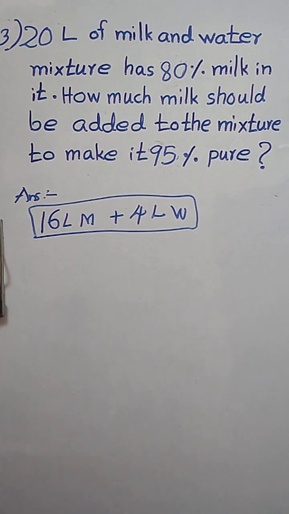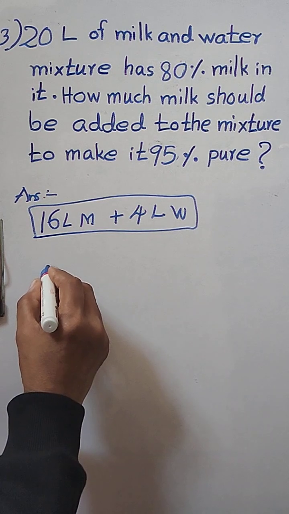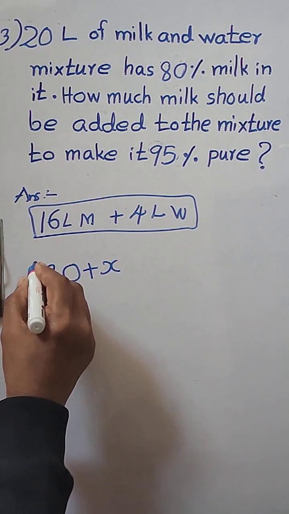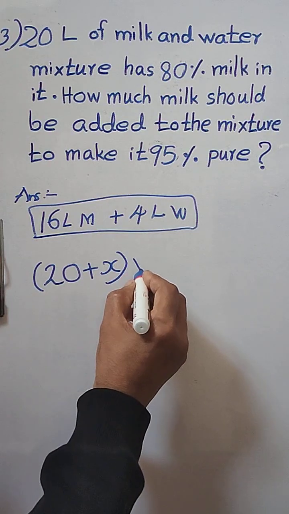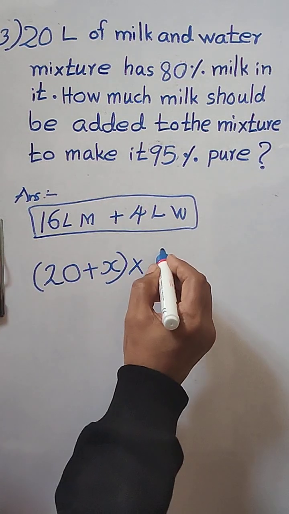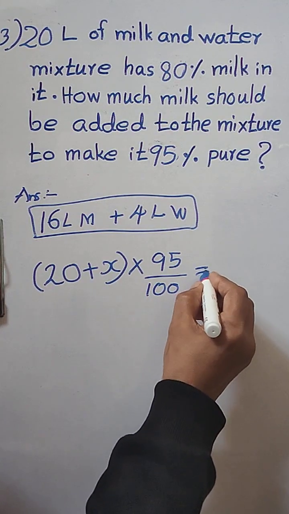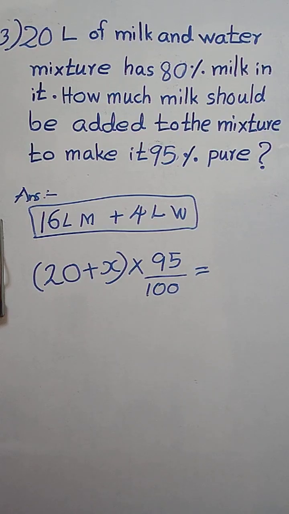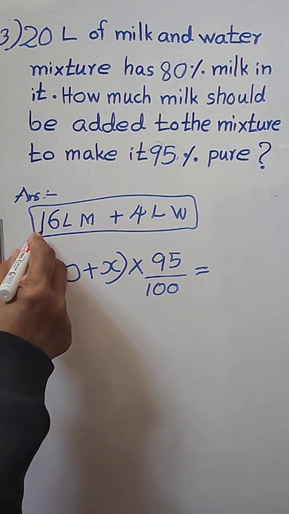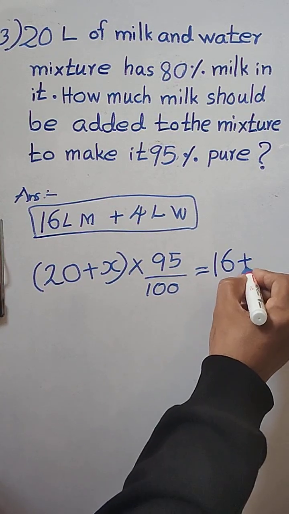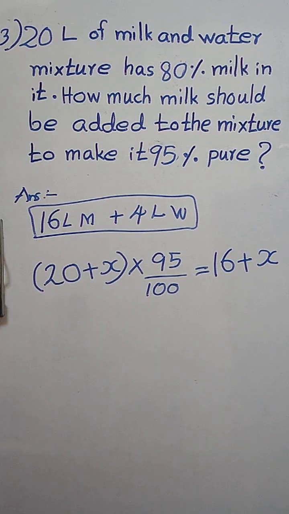Now we are adding some milk. So the total amount will be 20 plus x. And it's 95% is equal to 16, the original milk, plus x, the added milk. Now let us try to get the value of x.